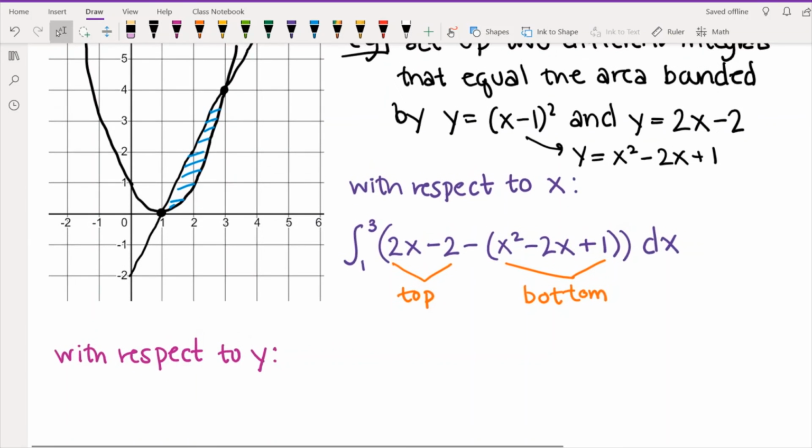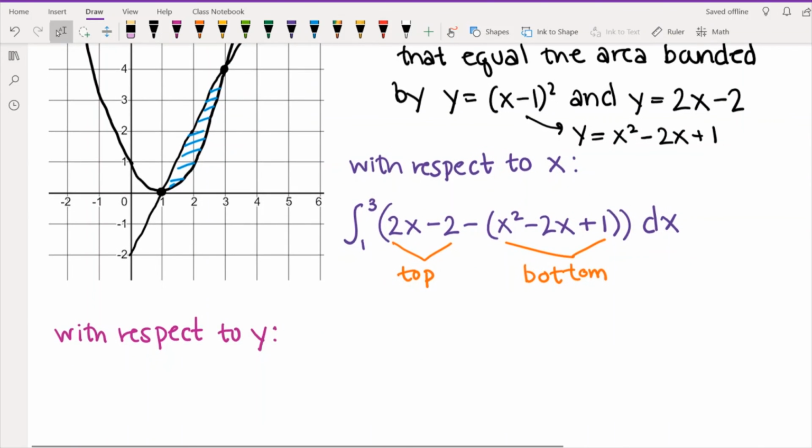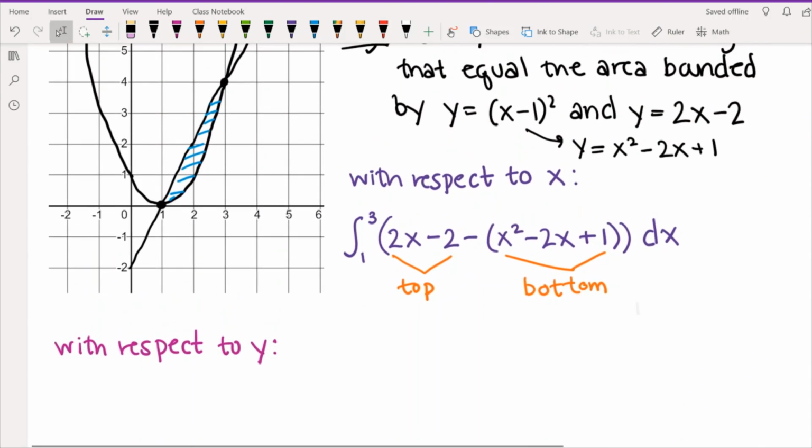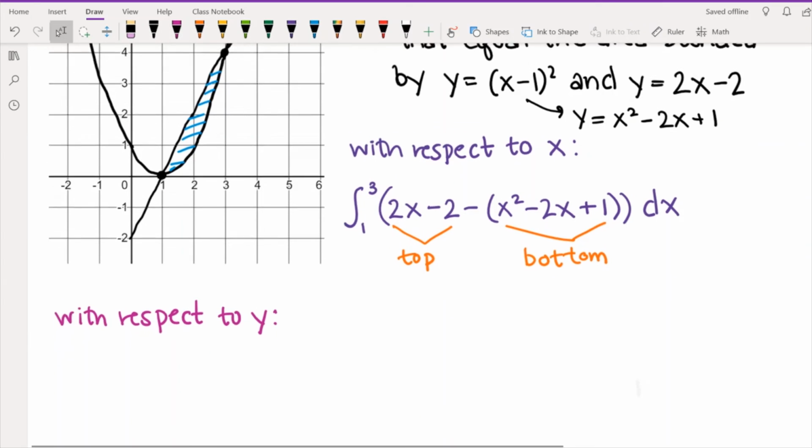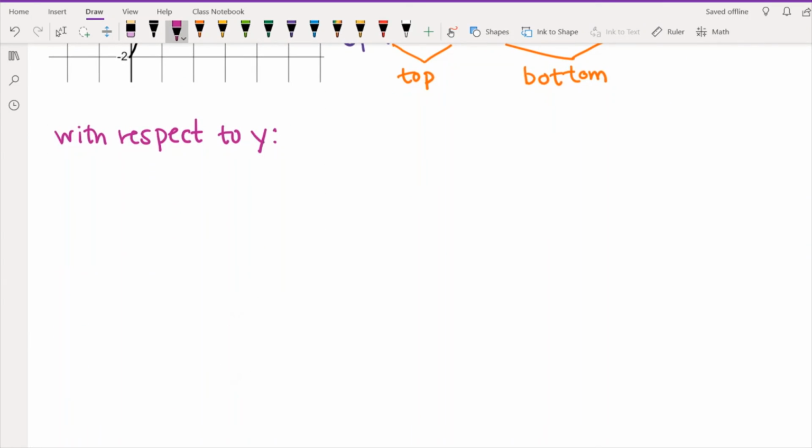Basically, it just amounts to solving each equation for x, right? Because right now they're solved for y. And so if you switch it and solve for x, then it will be a function of y. So we want to solve both equations for x. And so the first one is kind of the trickier one.